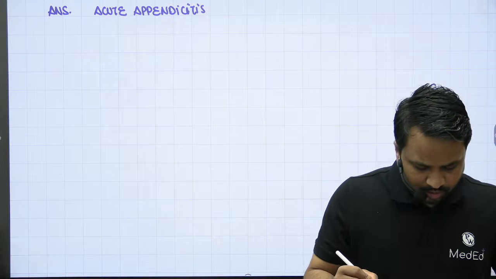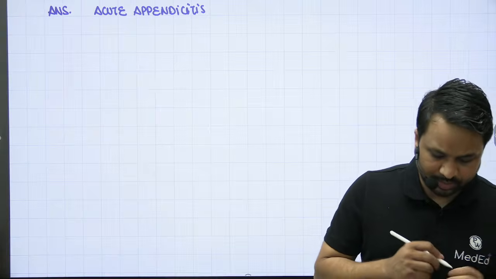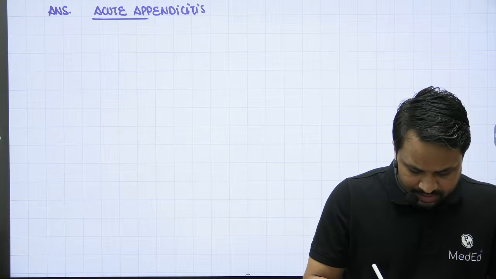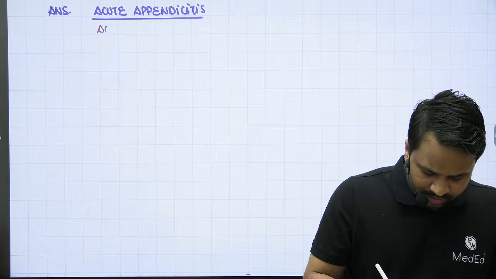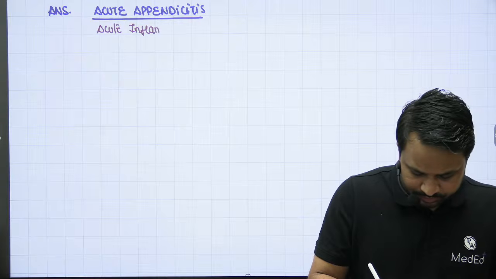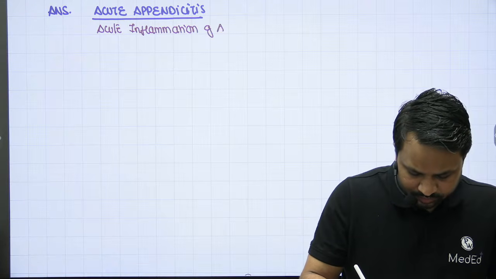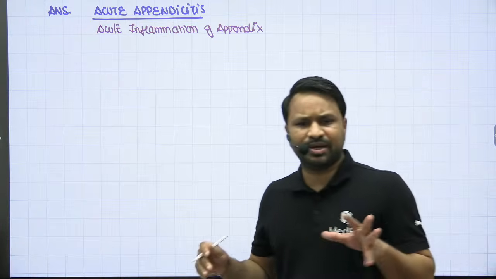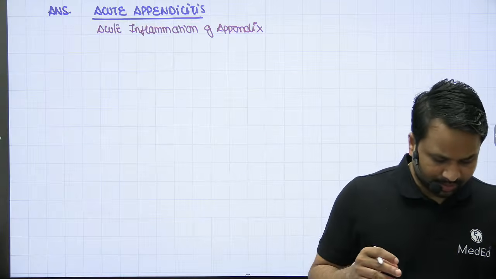So we're talking about all the important points in relevance with acute appendicitis, right? Now, when you talk about acute appendicitis, it is classically described as an acute inflammation of appendix, which is going to present to you as appendicitis. We'll see what are the reasons for the acute inflammation of the appendix, right?